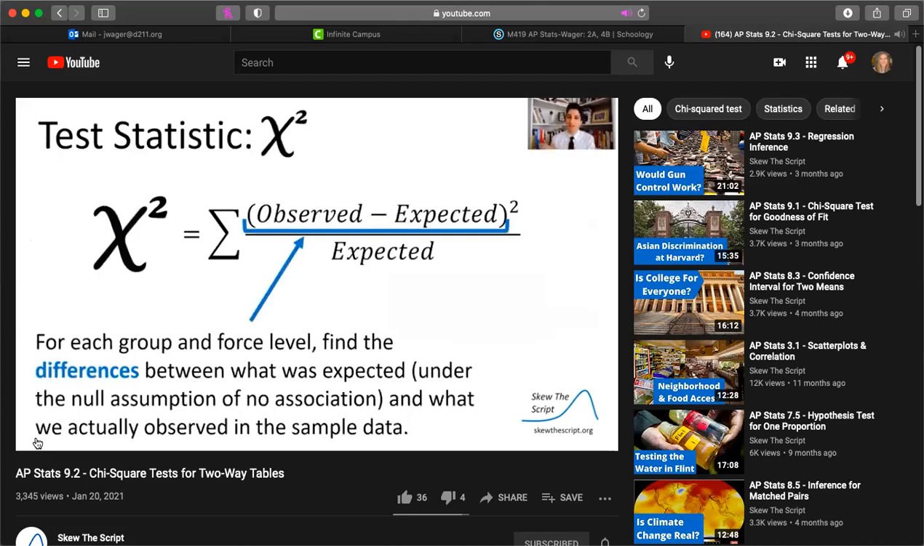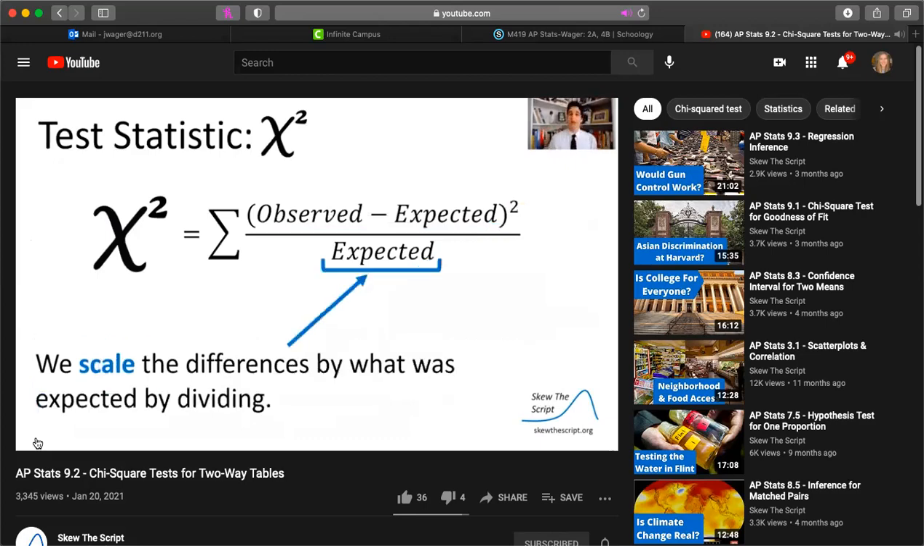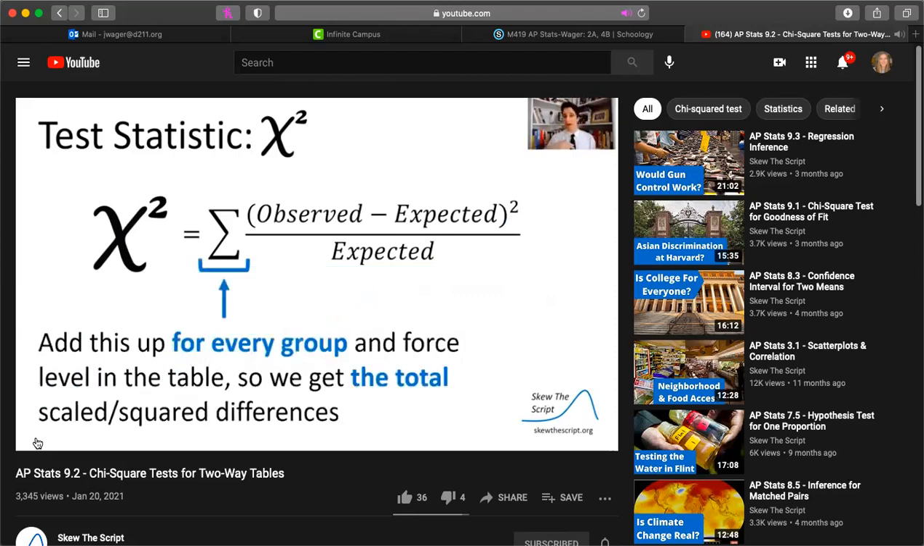First, you look at the expected counts and the observed counts and you subtract them to find the difference between what was observed and expected for each table sample. Then we square those differences, so there are no negatives to cancel things out, and add them all together. We divide by the expected counts to scale by what we expected. And then we add all of that up to get a sense of the total differences in this table.